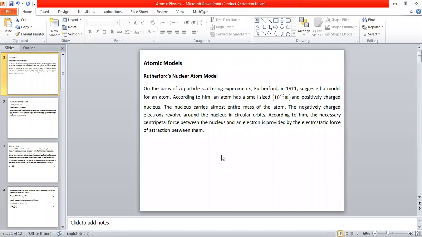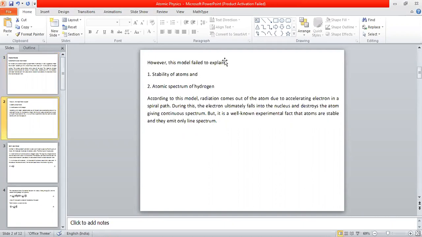Between the positively charged nucleus and the negatively charged electrons there is a force of attraction. That is what we call the Coulombian force of attraction. It is this Coulombian force of attraction which actually provides the necessary centripetal force that is required for the circular motion of the electrons around the nucleus. Okay? Can you hear me? Yes, sir.